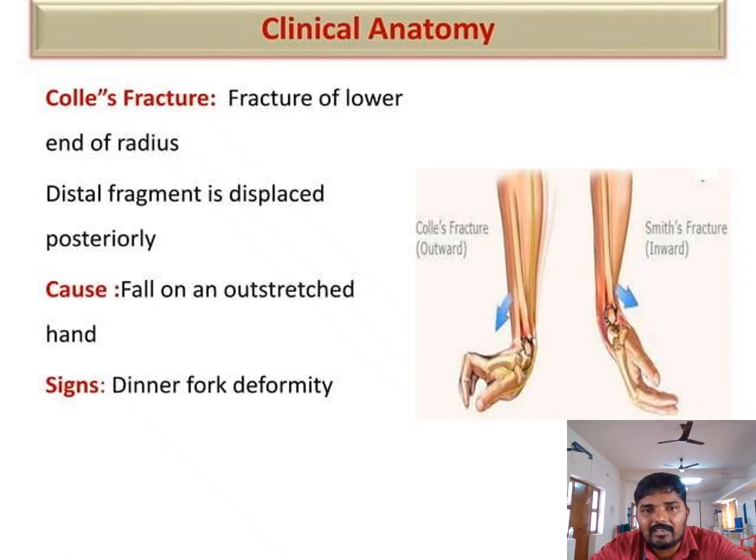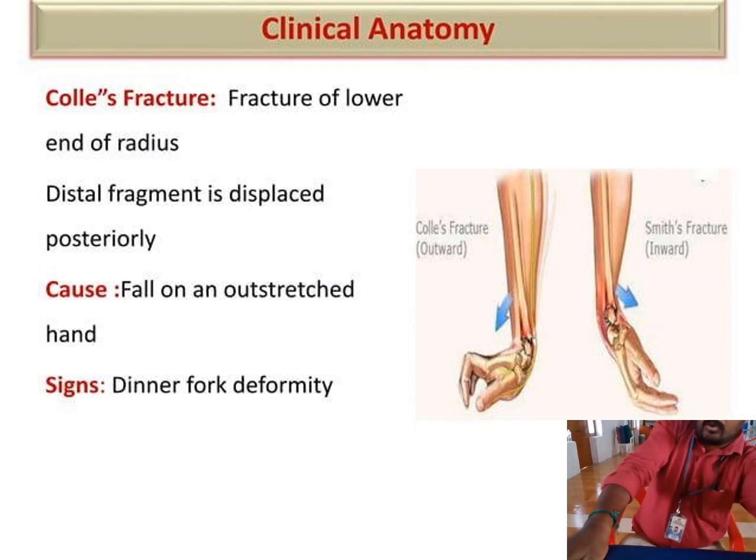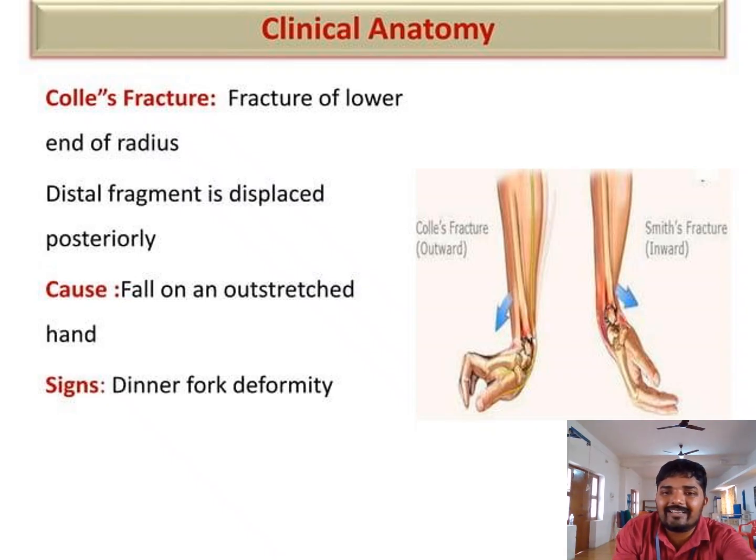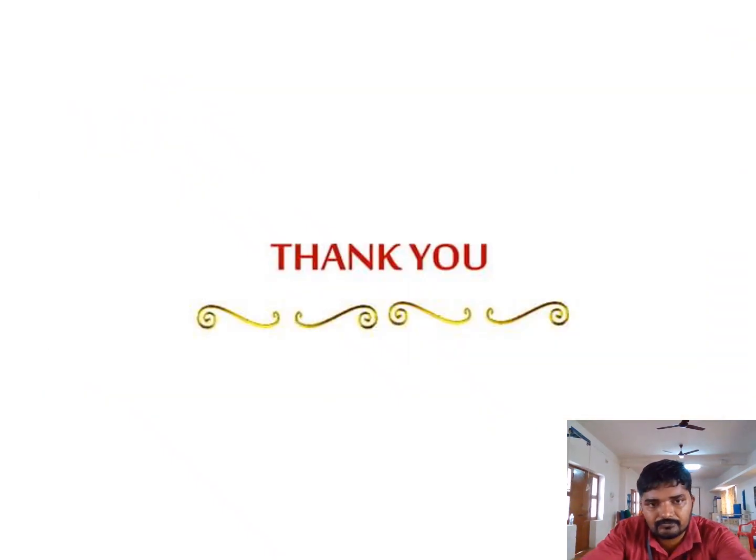Colles' fracture is a fracture of the lower end of the radius bone. The distal fragment is displaced posteriorly. It happens from a fall on the outstretched hand. The main sign is the dinner fork deformity.